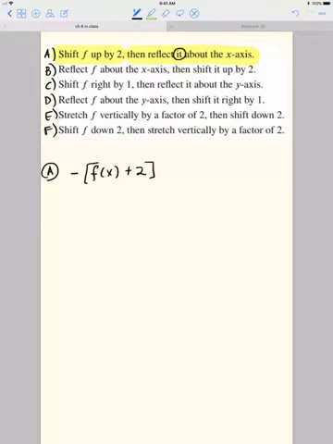So the "it" that it's talking about is the entire f of x plus 2 that we created. So in a sense, we made the function negative, the quantity f of x plus 2. But you have to first shift it up by 2 and then reflect it about the x-axis.